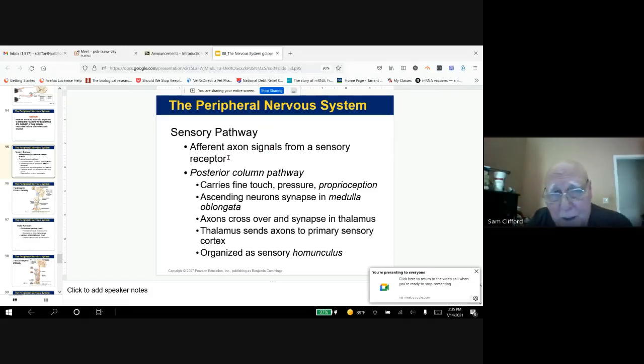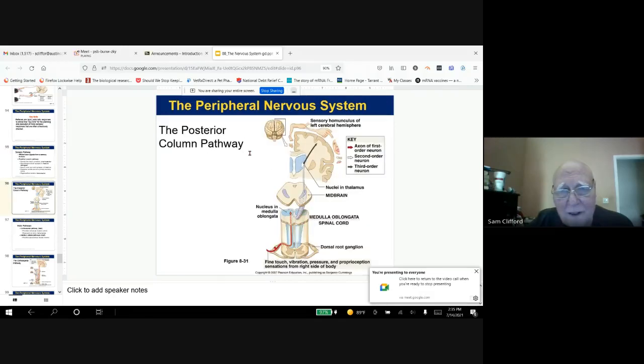And so the last part of the lecture will go back to the PowerPoint and the sensory pathways and the afferent pathways. That's the afferent pathway and the efferent. So information is carried and processed by the spinal cord, but information is sent in an ascending pathway up to the sensory homunculus, up to the sensory center.